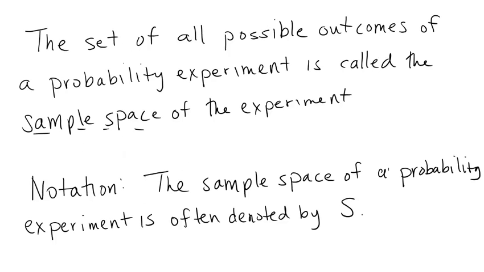The set of all possible outcomes of a probability experiment is called the sample space of the experiment. Sample space is just a fancy way of saying that you're listing everything that can happen in the experiment. Because it's a set, we're going to use a capital letter for its notation, and the most common notation is a capital S. So the sample space of a probability experiment is often denoted by S, and here we're going to actually look at a couple of sample spaces because the concept sounds complicated, but it's actually not too bad.